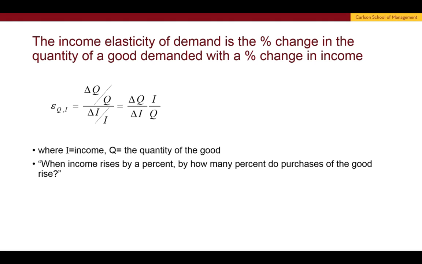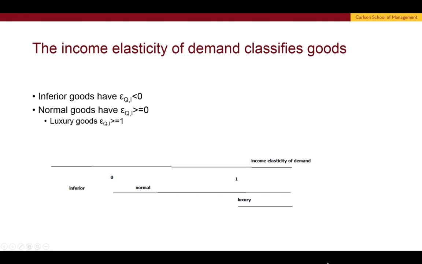It can be rewritten in a kind of useful way as delta q over delta I times I over q, where again I is the income, q is the quantity of the good. What we're asking with this concept is when income rises by a percent, by how many percent do purchases of the good rise? We can use the income elasticity of demand to classify goods into different categories.